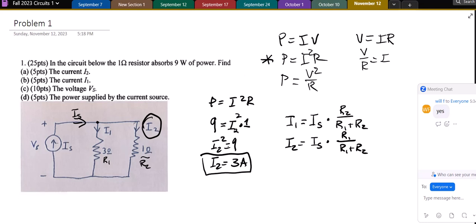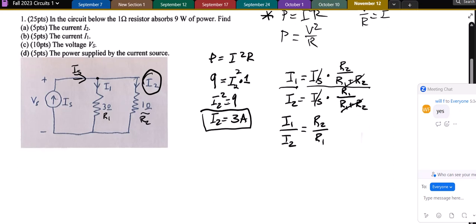So we have these two equations, and since the two equations are equal, then I can divide these two equations by each other, because essentially what I'm doing is I'm taking this first equation and I'm dividing both sides by the same thing. And when I do that, I see that I get on the left hand side I1 over I2, and on the right hand side IS cancels, R1 plus R2 cancels, and I get R2 over R1.